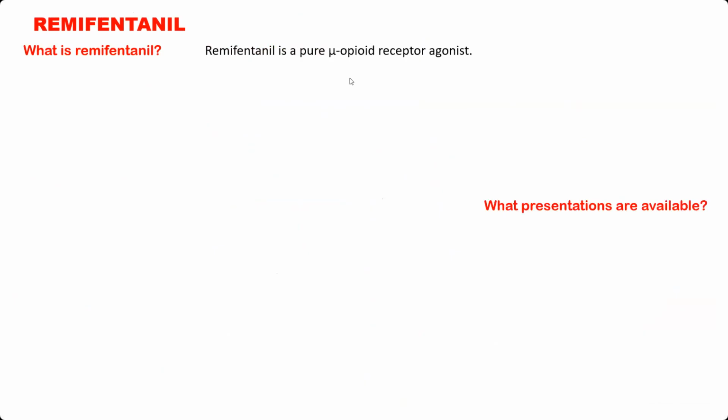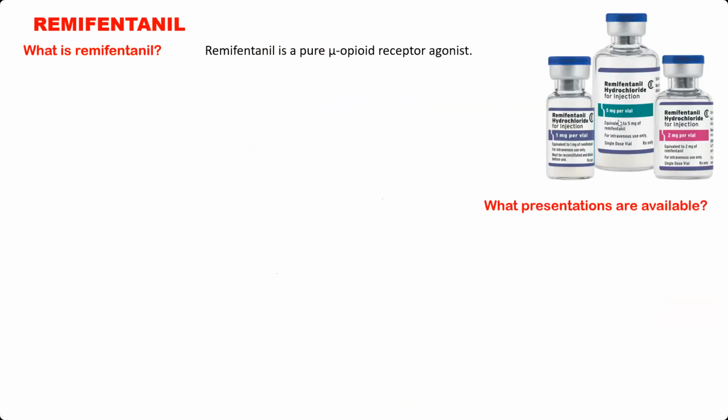It is a synthetic phenylpiperidine derivative. It is a pure mu opioid receptor agonist. And what presentations are available? Crystalline white powder. It is available in so many strengths: 1 milligram per vial, 2 milligram per vial, and 5 milligram per vial. These are the three strengths which are available.